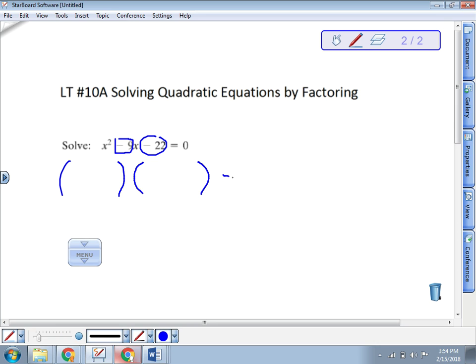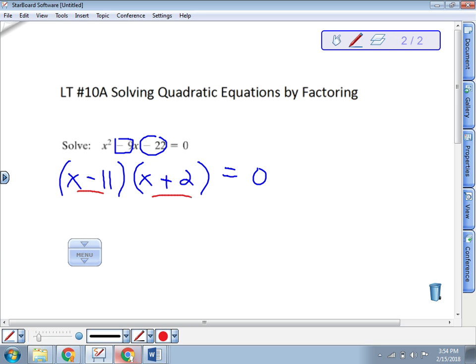So we know it's going to look something like this. I'm going to say, hey, what multiplies to -22 and adds to -9? Well, I know it's got to be 11 and 2, so -11 plus 2 equals -9. Now it's factored. Now I need to solve.